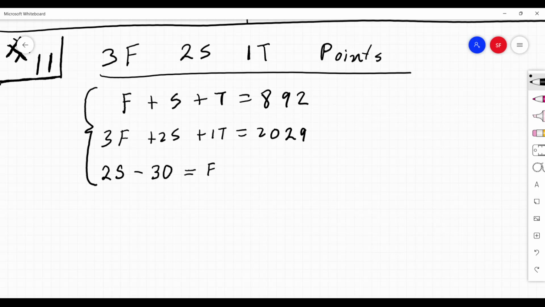It says if he had 30 fewer than twice as many second place votes as first place votes. Does yours say as first place? Yes. Okay. That's where the equals F comes from. So he has 30 fewer than twice as many second place votes as first place votes. Okay. Does that make sense? Yep. Okay.